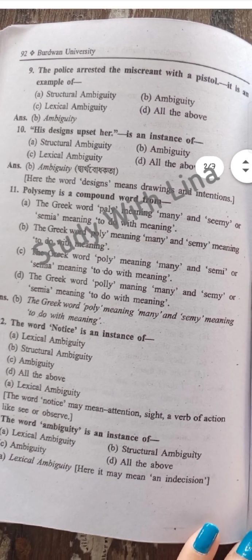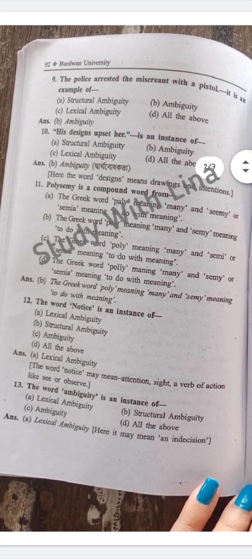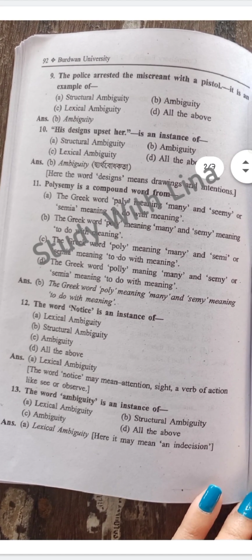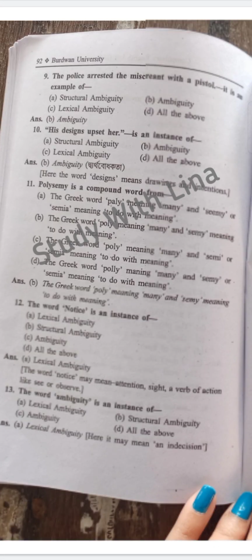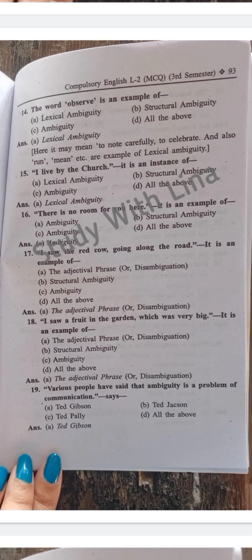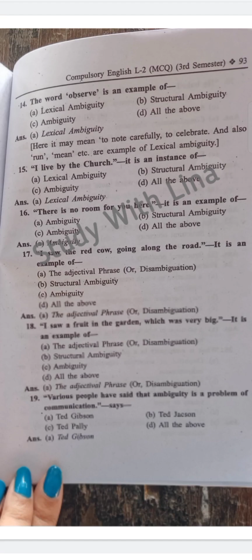Polysemy is a compound word from the Greek word poly, meaning many, and semi, to do with meaning. The word notice is an instance of lexical ambiguity. The word ambiguity is an instance of lexical ambiguity. The word observe is an example of lexical ambiguity. I live by the church. It is an instance of lexical ambiguity.